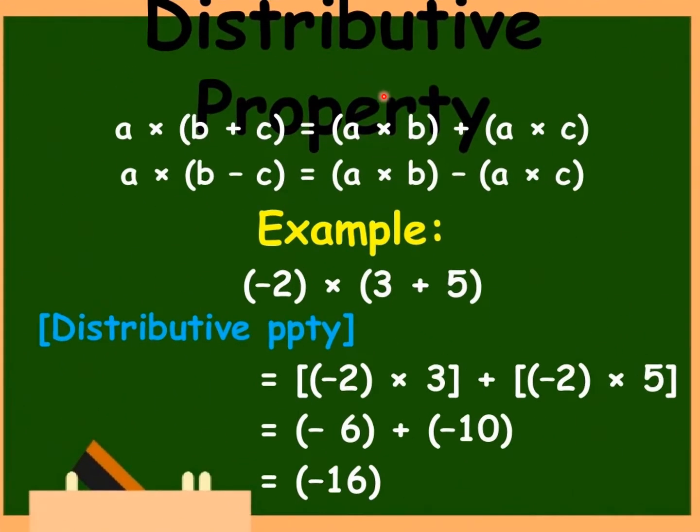Distributive property. Example, a into (b plus c) equals a into b plus a into c. The bracket sign shows that a is multiplied to b and a is multiplied to c.